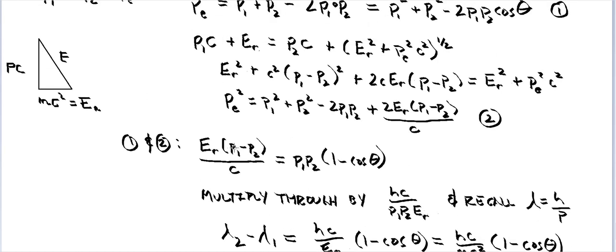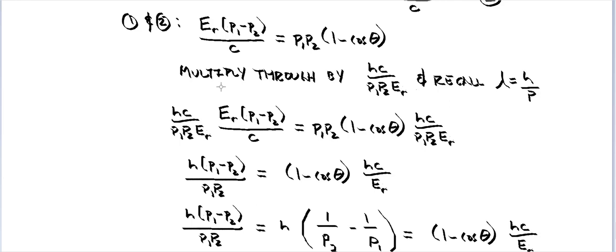And let's take this equation and multiply through by HC over P1, P2, ER. So multiply both sides of this equation by this, we get this and this. Note that the C's cancel on the left, so do the ERs, so that we're left with, in the numerator, H times quantity P1 minus P2. In the denominator, we're left with P1 times P2. On the right side, note that the P1, P2 cancel, so that we're left with 1 minus cosine theta HC over ER.